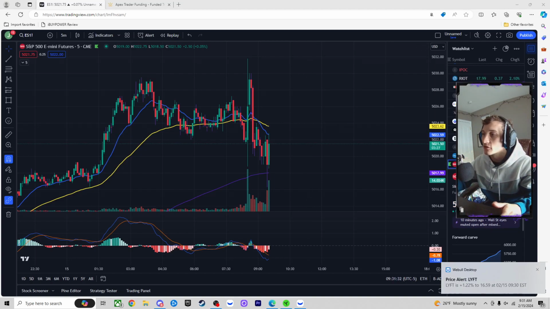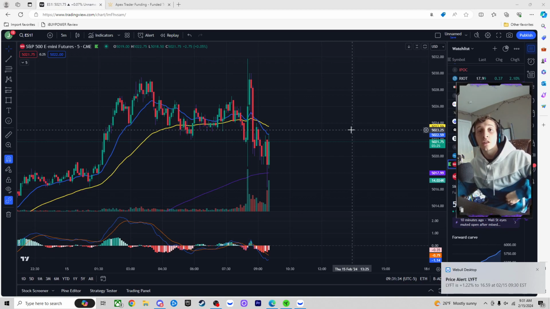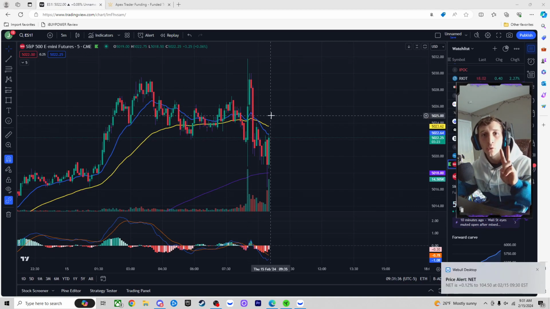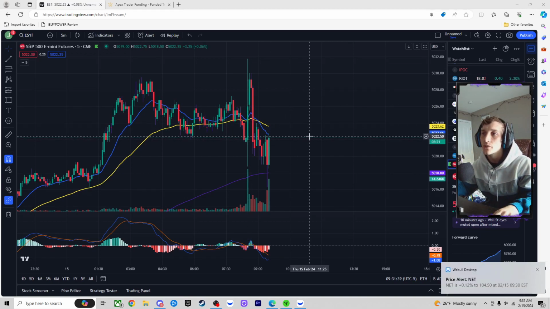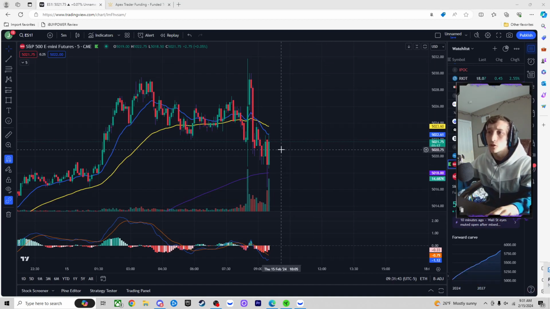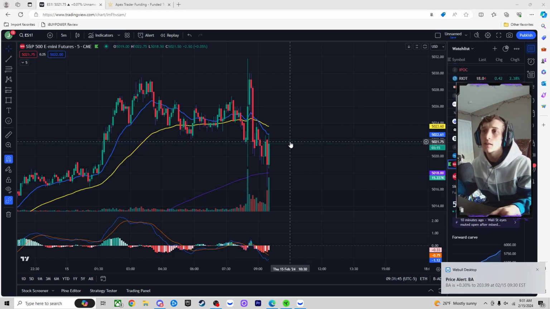So let's just say we go from 5,020 to 5,021. It's $100 in your pocket for risking 2 contracts. So again, in SPY and stuff, you would have to wait for a much larger move to make $100. And you can make it just like that. Now, just as fast as you can make it, you can also lose it.